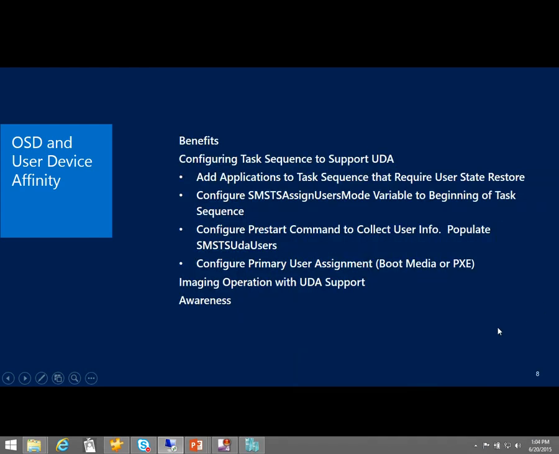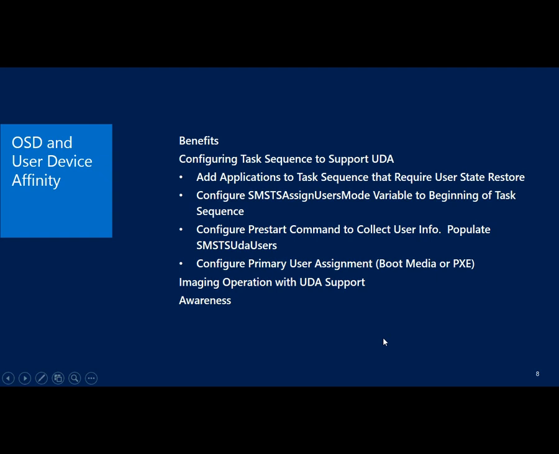All right, and then once we do that, we're going to do a couple of other things. One is configure our pre-start command to collect our user information. There's a couple of ways you can do it. Ultimately, you're going to want to populate SMSTSUDAUsers. That's the variable. You're going to assign the username, at least one. It could be multiple users, but at least one who will be primary for this device. And you could use the pre-start command to pop up a GUI, an HTA or something that the user can interact with and fill out.